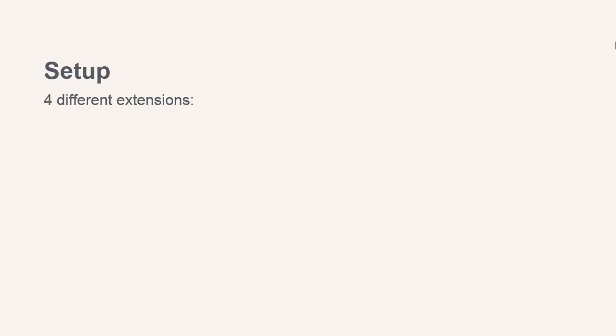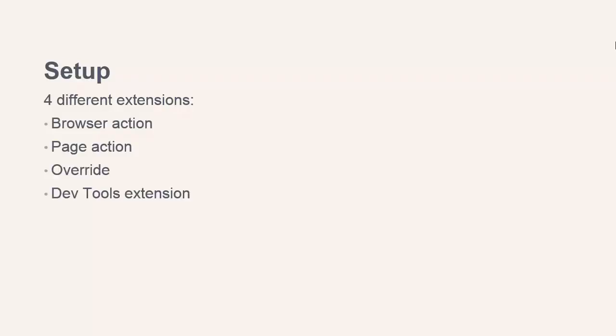So we're going to build 4 different extensions during this course. One of the extensions we'll be building will be a browser action, another will be a page action, we'll also be building an override as well as a DevTools extension. Don't worry too much about the differences between these types of extensions at the moment, we'll cover these later in the course. In this lesson we'll just do the minimum amount of setup necessary to get an extension up and running in the browser.